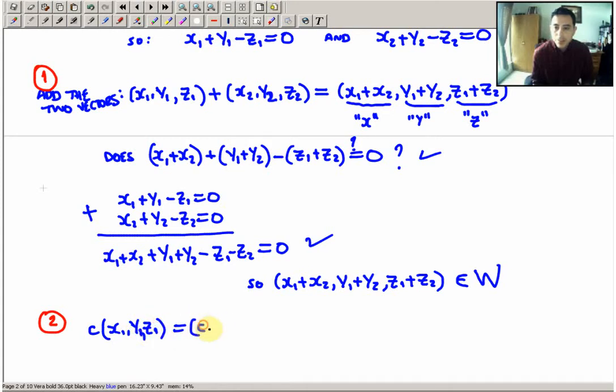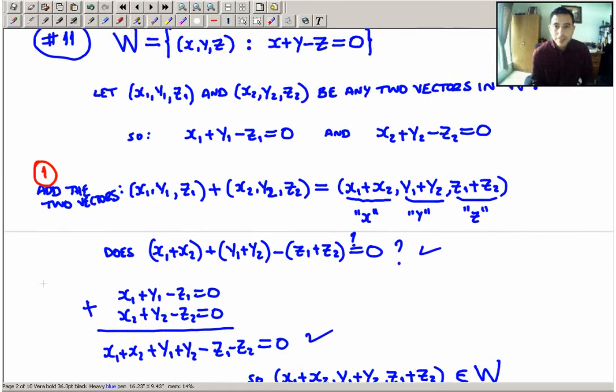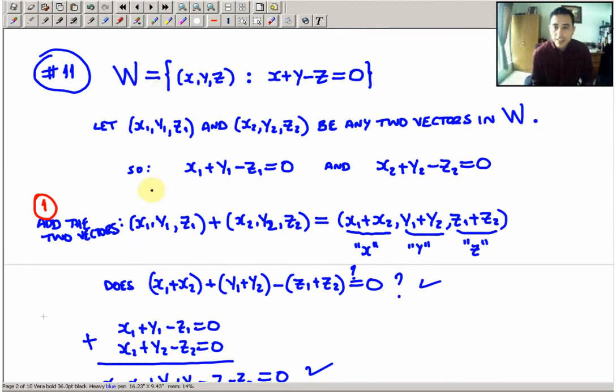Which is cx1, cy1, cz1. Alright, is this in W? How do we know? Well, we need to check the same thing. If this is my new vector, x, y, and z, does x plus y minus z equal 0? If it does, then that scalar multiplication is in W.